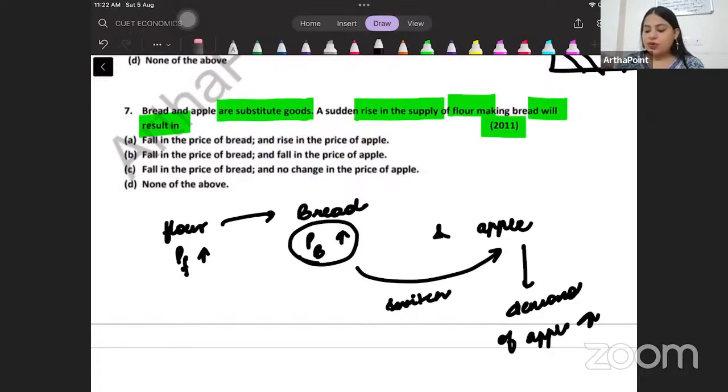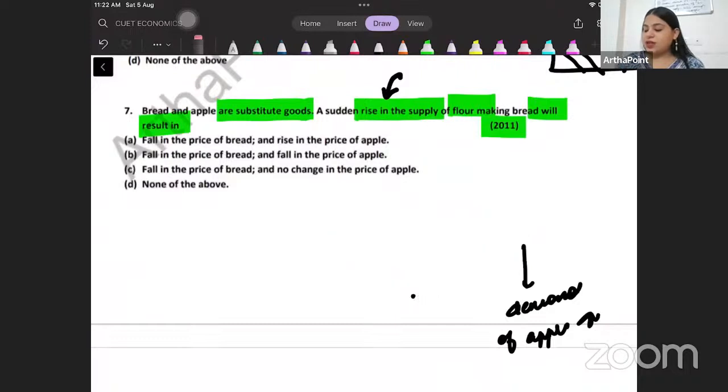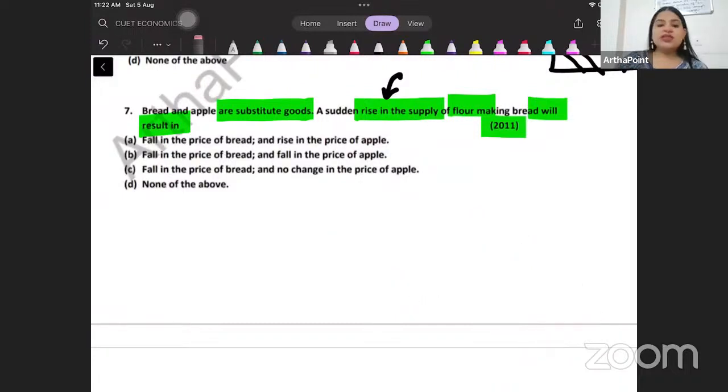What is going to happen in this case? So we know that there should be an increase in the demand of apple and there should be a decrease. Oh, this is sudden rise in supply of flour. Sorry, I thought sudden rise in price of flour. No, sorry, I read the question wrong. So it says sudden rise in supply of flour.